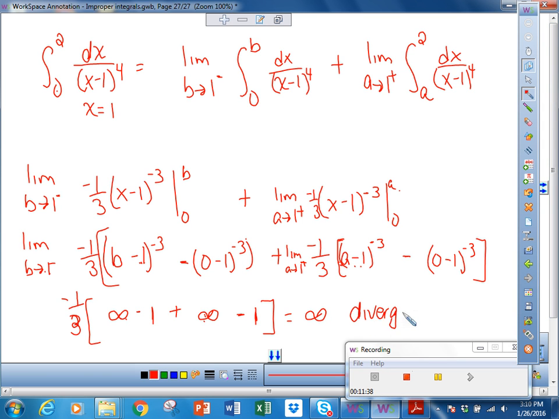So this time it became important for us to recognize that this was an improper integral. Otherwise, when we just tried to do it on our own, we would have gotten something weird. It's important to recognize that this was an improper integral so we could set it up correctly, and we got the answer that it diverges.